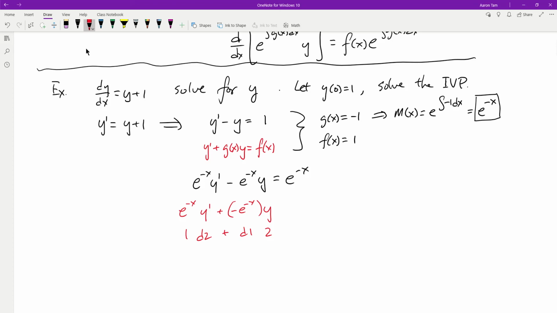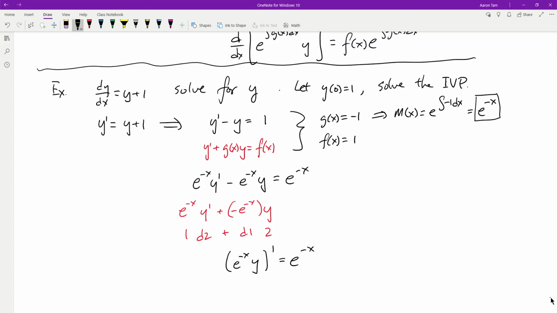So therefore, this actually combines into the derivative of e to the negative x y. That's the 1 and the 2 combined together, equal to e to negative x. So I'll write (e to negative x y) prime. So when I take the derivative of e to negative x y, the product rule will apply, and therefore it becomes e to negative x y prime plus negative e to negative x y.